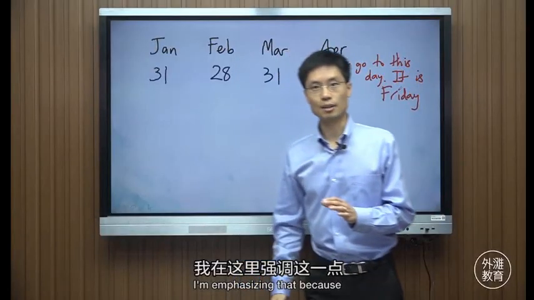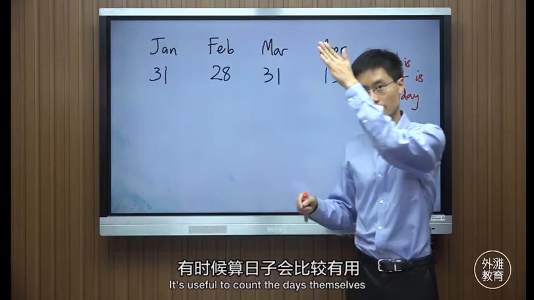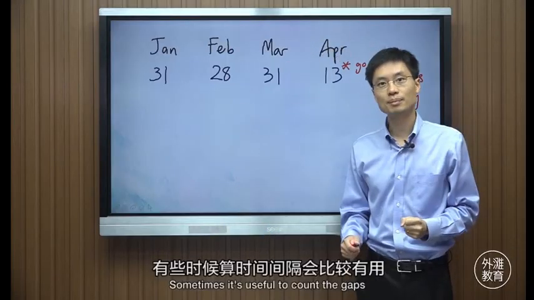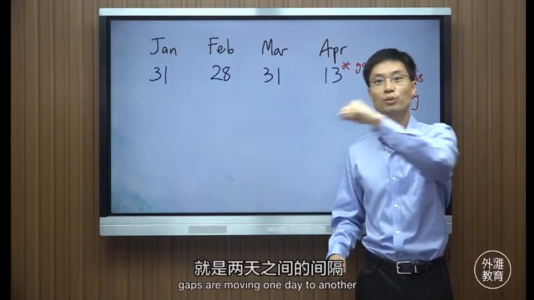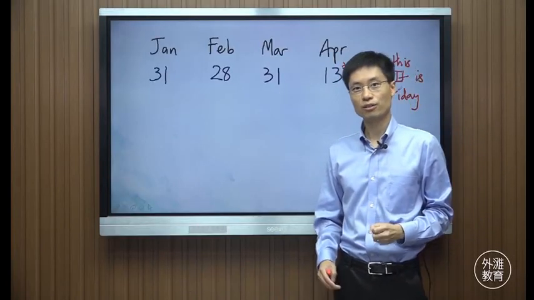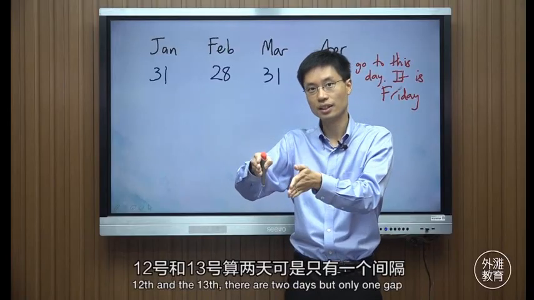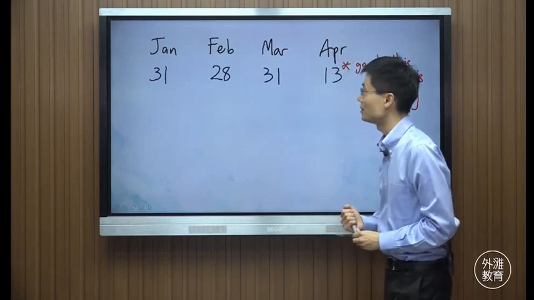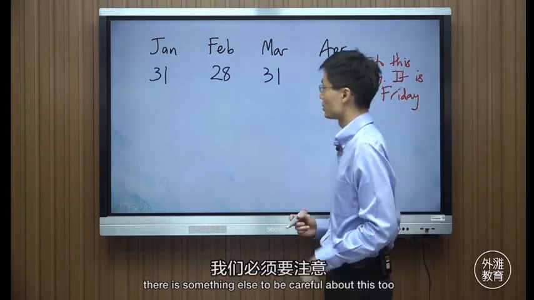I'm emphasizing that because sometimes when I'm calculating things, it's useful to count the days themselves, like the 13th, the 12th. Sometimes it's useful to count the gaps. Gaps are moving from one day to another. For example, if I have 2 days right next to each other, the 12th and the 13th, there are 2 days, but only 1 gap. Okay? But I should also say, there's something else to be careful about too.